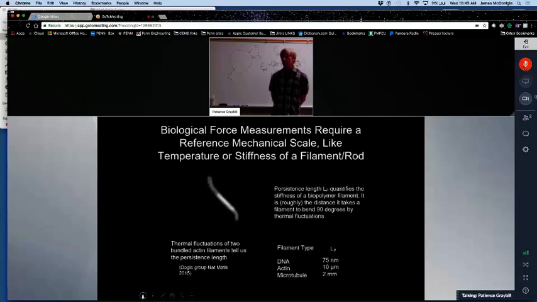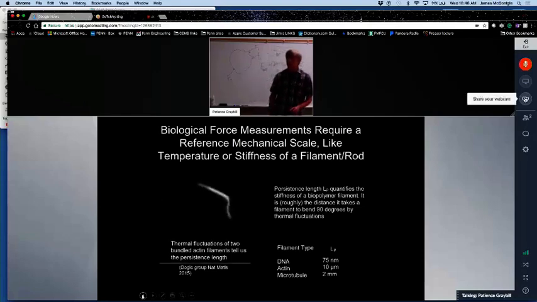Okay, so now how do we actually measure anything about the mechanical properties of a biological system? We need a reference scale in order to get a handle on these forces and energies. And the thermal energy can provide a useful reference scale. If you look at the thermal fluctuations of an object, that can tell you how stiff the object is. Because a very floppy object will have larger thermal fluctuations, and a stiff object will have much smaller fluctuations.